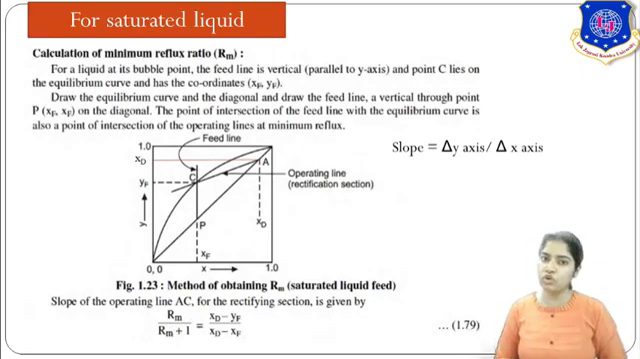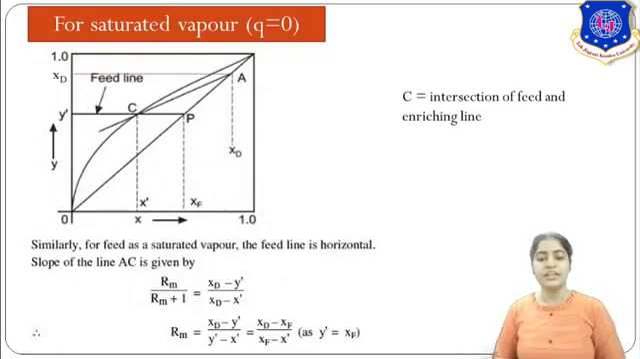Now calculate the slope of the enriching section. Again, what is it? Rm upon Rm plus 1. That we do from the graph. If saturated vapor is there, again plot the C point, that is the intersection of the feed line and the enriching section. Here you can see your feed line is horizontal because q is 0.